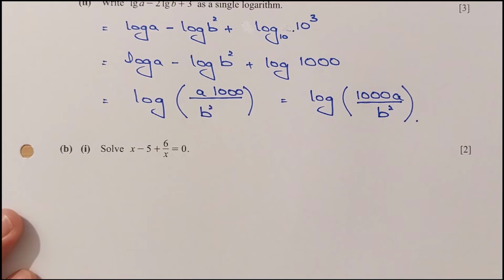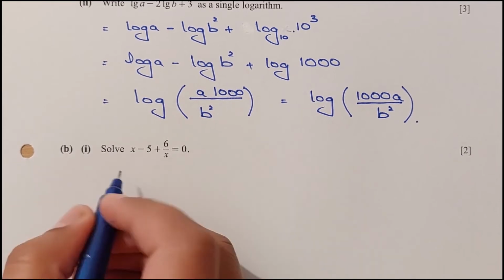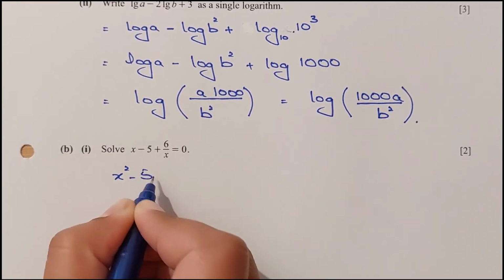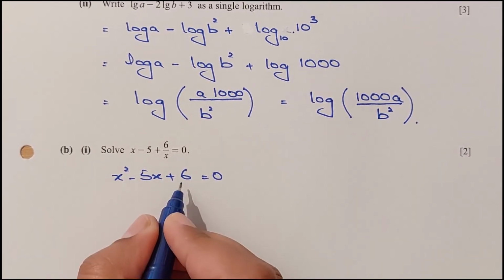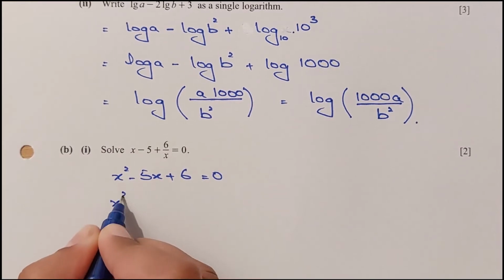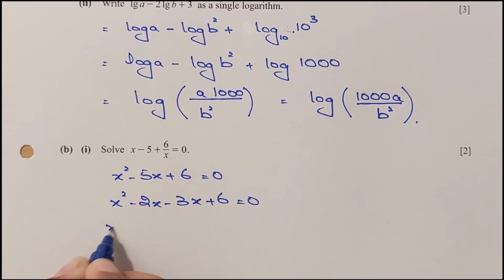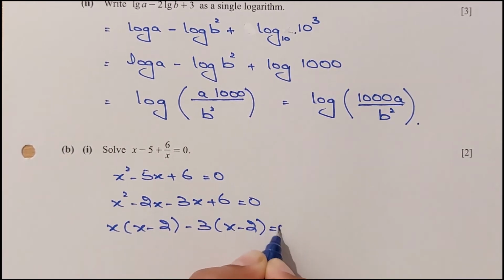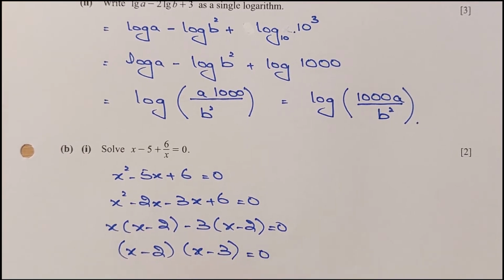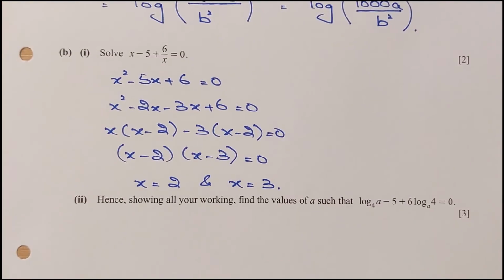Now for part B, we have to solve this equation. We have to find the value for x, right? So let me multiply all the terms by x. So x times x is x square minus 5x plus 6 equals to 0. Factorize it. Okay, 1 times 6 is 6 and 2 times 3 is 6. x square minus 2x minus 3x plus 6 equals to 0. x is common, x minus 2. Negative 3 is common, x minus 2. This is equals to 0. So the factors are x minus 2 and x minus 3. From here x is equal to 2 and x is equal to 3. These are the two solutions of the equation.